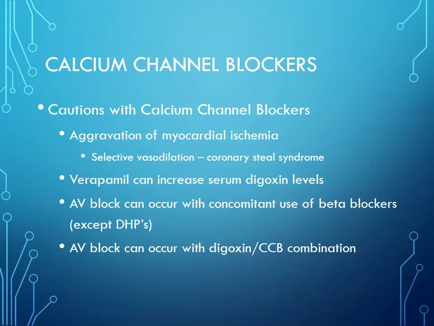Okay. So let's talk a little bit about the dihydropyridines. I know it says weak SA node and AV node effect. That has caused some confusion on tests before. I'm telling you right now, just treat it like it has zero. Okay? Little or none, or zero. Like, it doesn't affect the SA node or AV node.